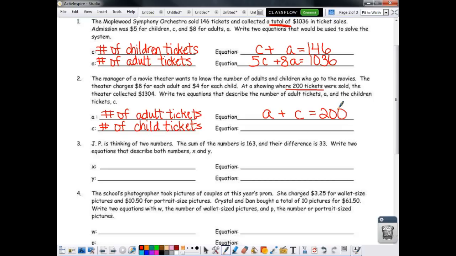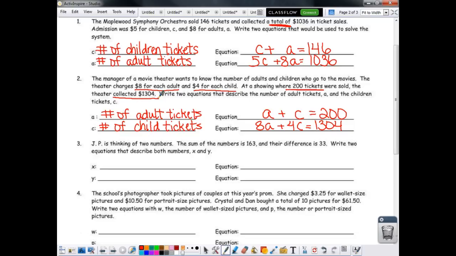Then the bottom equation is going to be the 8A plus 4C equals 1,304, right? Because the adult tickets cost $8 for each adult, $4 for each child. And then together, money-wise, they collected $1,304. Does that make sense?